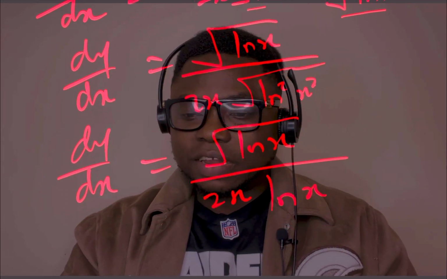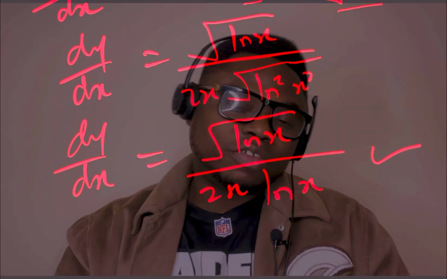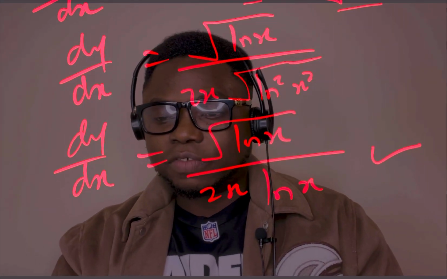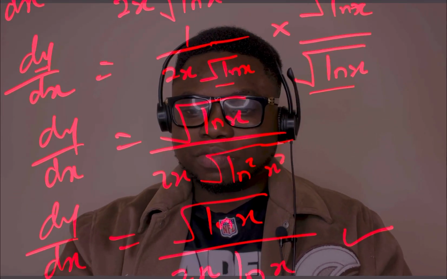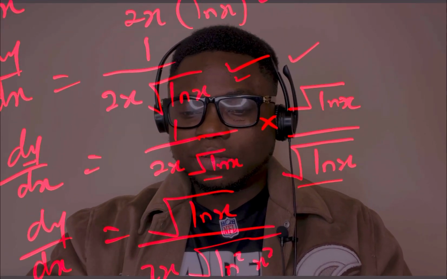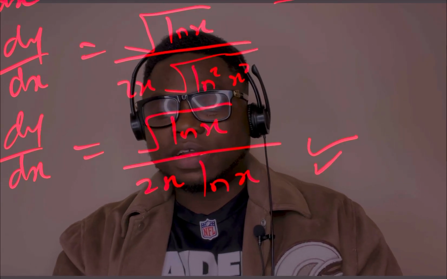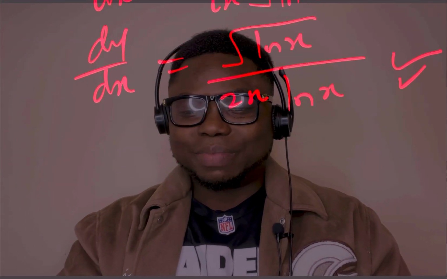So if you leave the answer like this, it's still correct. In case you are solving objective questions, the answer might be in this form, or in this second form, or in the first form. Whichever way, these are correct. So this is how to apply the chain rule.